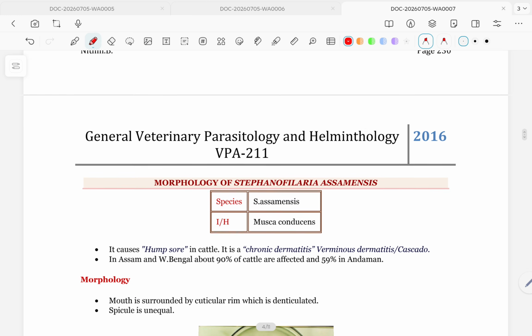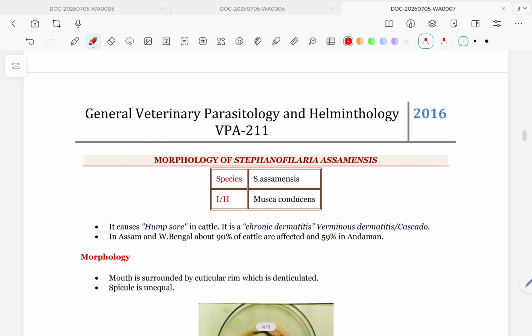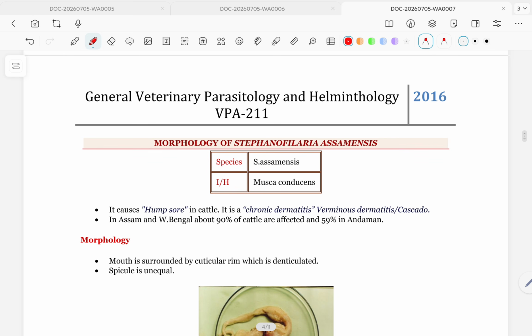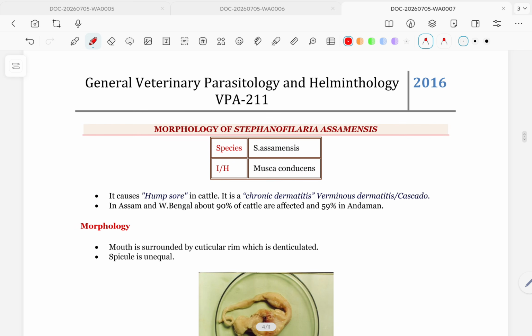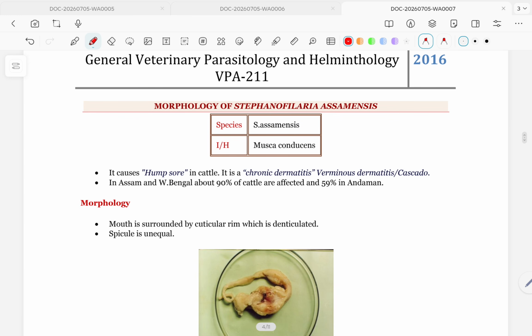Morphology of Stephanofilaria assamensis. Species Stephanofilaria assamensis. Intermediate host: Musca conducens. It causes hump sore in cattle. It is a chronic dermatitis.